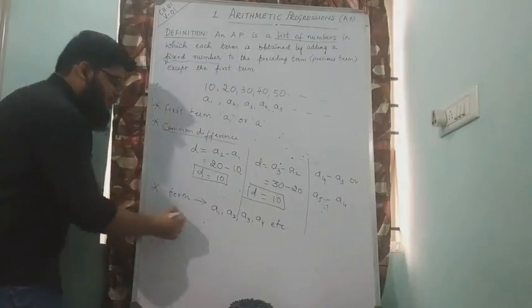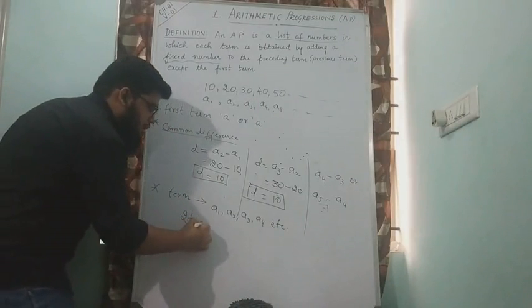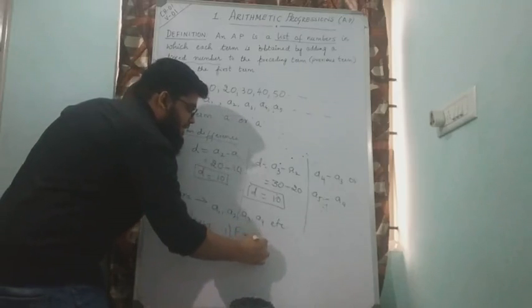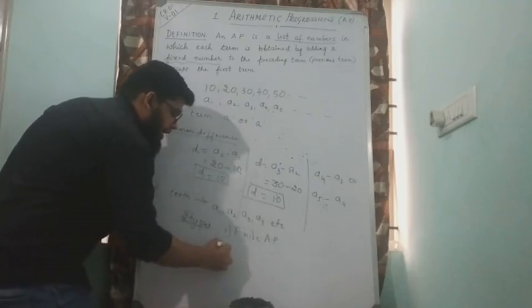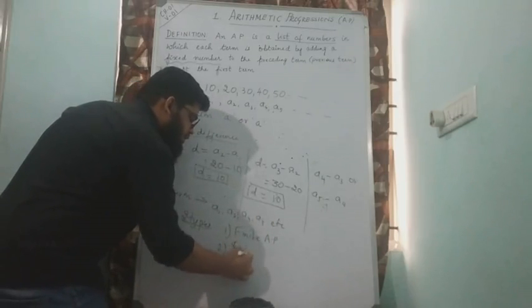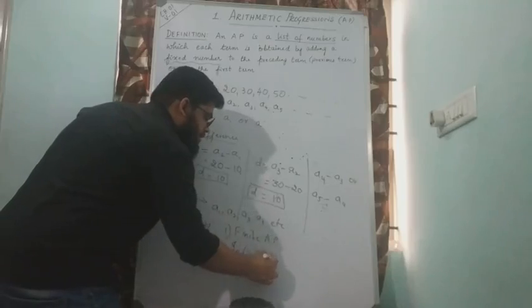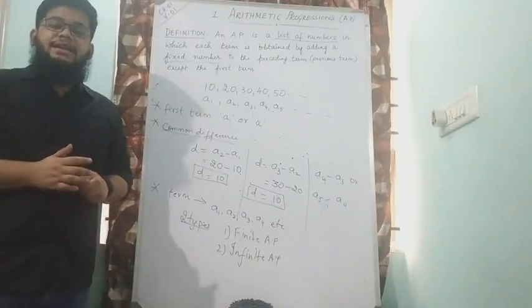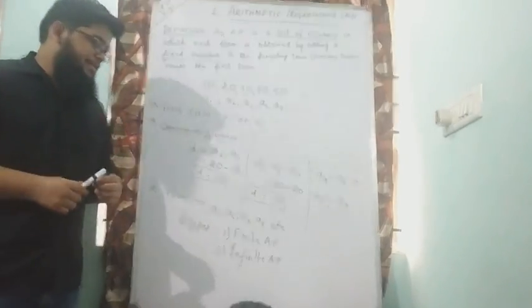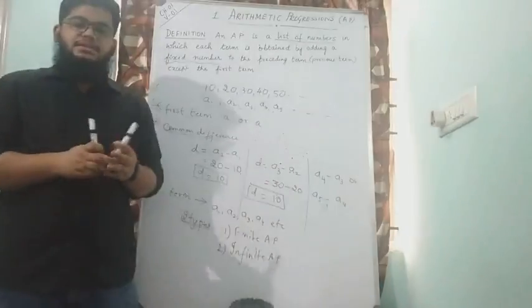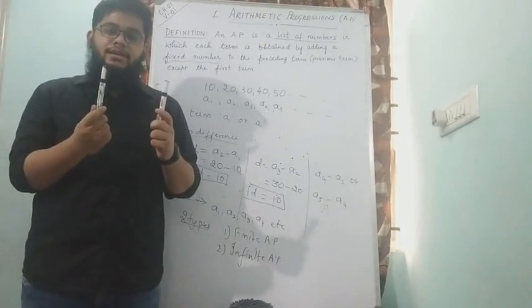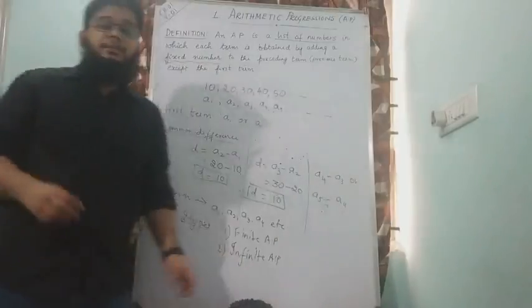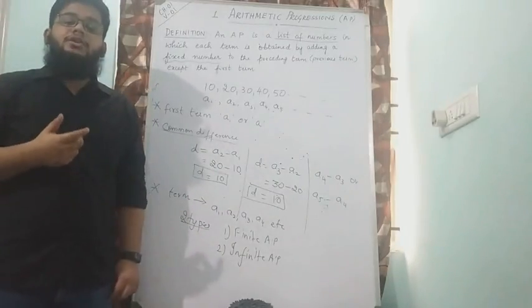Now we'll have to learn that there are two types of APs. One, finite arithmetic progression, and second is infinite arithmetic progression. Right? It's very simple. When I say finite, it means something that you can count. For example, if I have two markers, I'll call this finite: 1, 2, something that is countable.